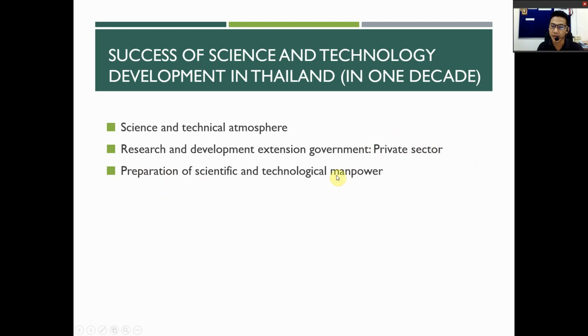Manpower is really important, and this is something that you have to think about. We have to have all or most of the Thai people educated in terms of scientific and technological base to boost up our capacity of manpower to develop our country overall.